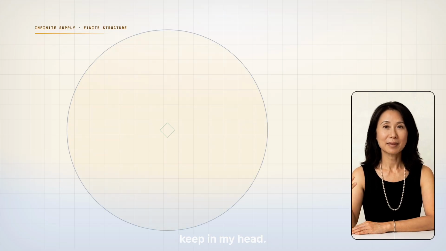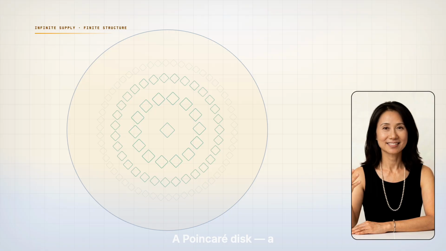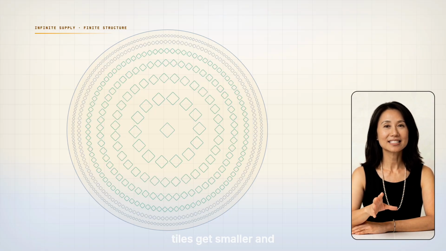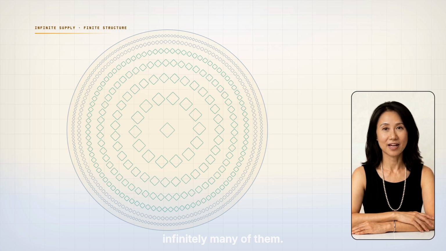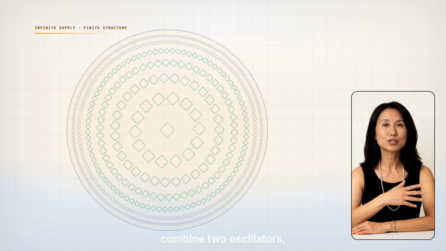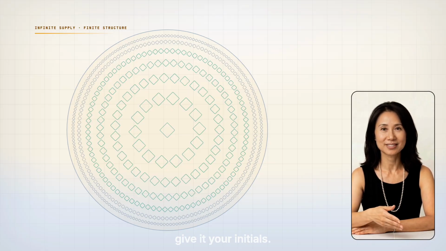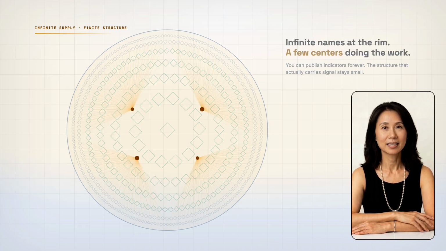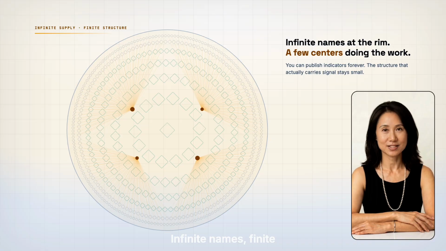Here's the picture I keep in my head. A Poincaré disk, a hyperbolic plane. Out at the rim, the tiles get smaller and smaller, and there are infinitely many of them. That's the indicator catalog. You can always invent one more. Tweak a parameter, combine 2 oscillators, give it your initials. The rim never fills up. But every one of those tiles is organized by a few centers near the middle. Infinite names, finite structure. That's technical analysis.